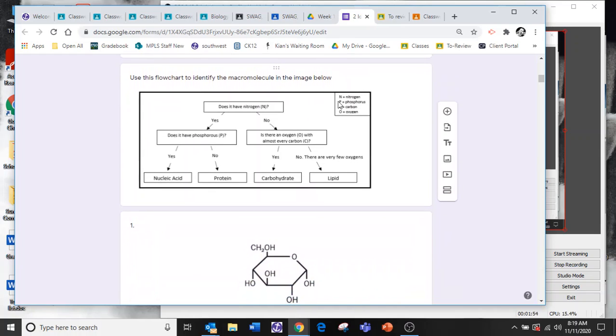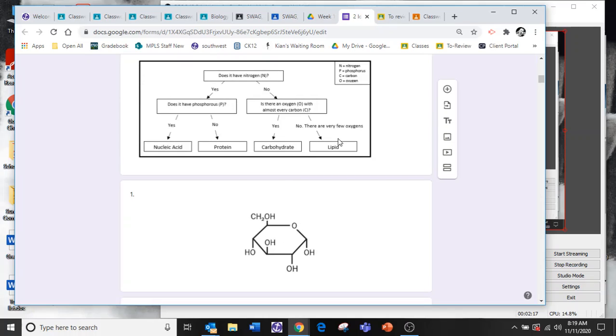Okay, so now this is the chart we're going to use to identify. We always start at the top and then work our way down. N in the little models refers to nitrogen. So in chemistry, the symbol for nitrogen is N. Phosphorus is P, carbon is C, oxygen is O. All right, so this first one, what is it? Is it a carb, a lipid, a protein, or a nucleic acid?